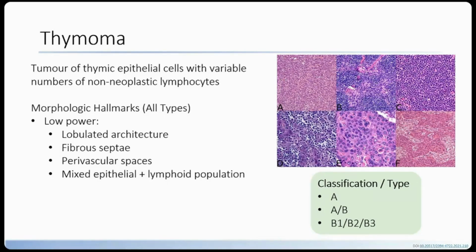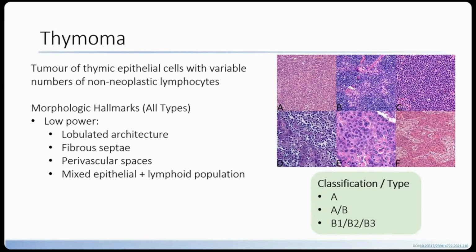It is very easy to be tricked about thymomas unless we take a structured approach to the morphology. So I'd really encourage you to start off at low power. I appreciate it can be difficult from a core biopsy perspective, but it's really important to appreciate the architecture. If you have a lobulated appearance with broad fibrous bands intersecting clusters of lymphocytes, with these thick fibrous septae, you need to be thinking thymoma. Perivascular spaces are again a really nice clue that you're in that territory, and as we've talked about, that mixed epithelioid and lymphoid population.